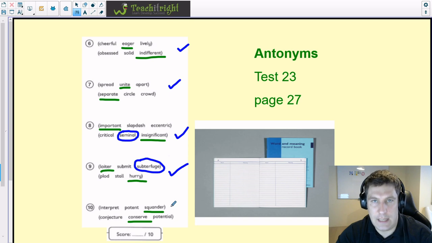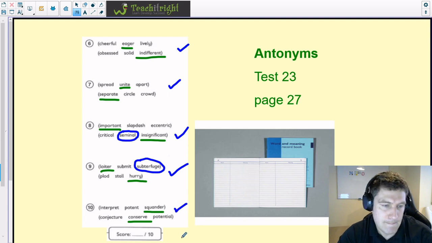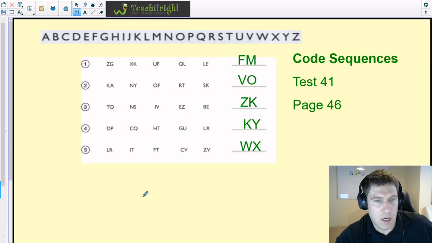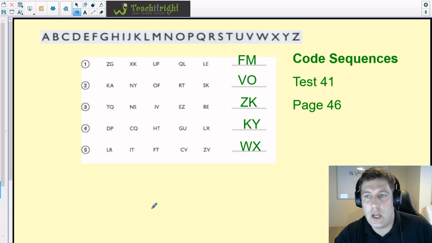So when we squander, particularly if you squander something, you sort of get rid of it and you don't look after it. Sometimes people talk about squandering money, but conserve means to sort of look after. So keeping it. So well done if you got those ones right. Brilliant. So what we're going to do now, we're going to move on to our next set of code sequences.